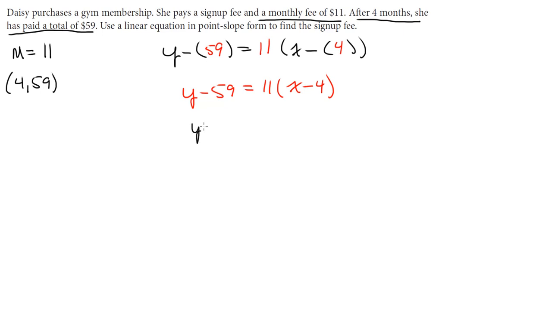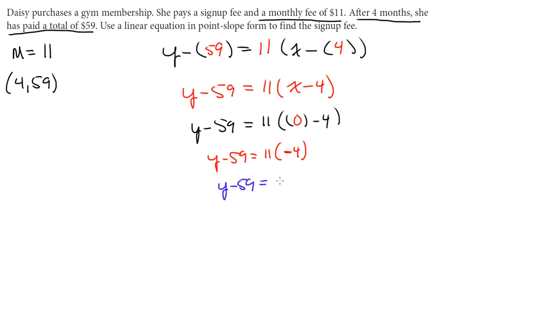So we're going to write y minus 59 equals 11 times. We're going to plug in a 0 for x. 0 minus 4 is negative 4. So y minus 59 equals 11 times negative 4. 11 times negative 4 is negative 44. So y minus 59 equals negative 44. And then to solve, we're going to add 59 to both sides.